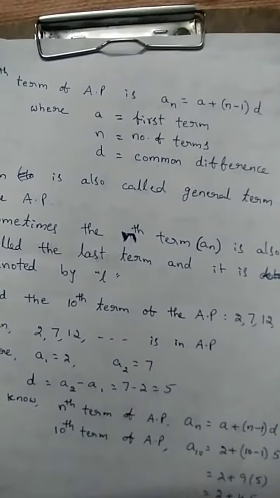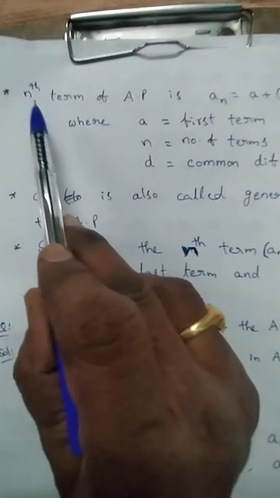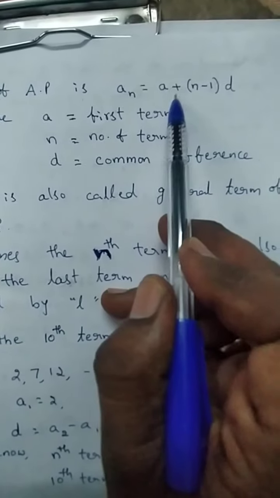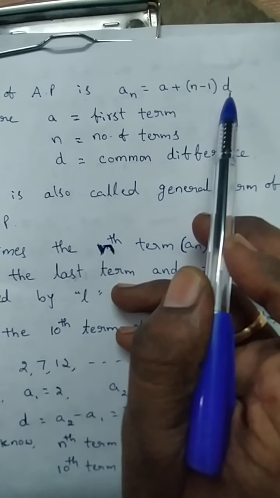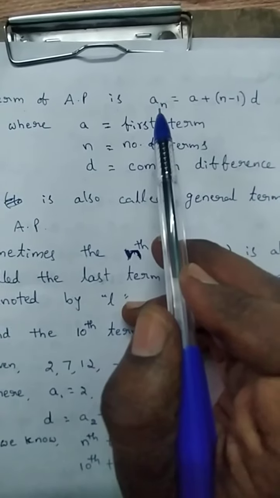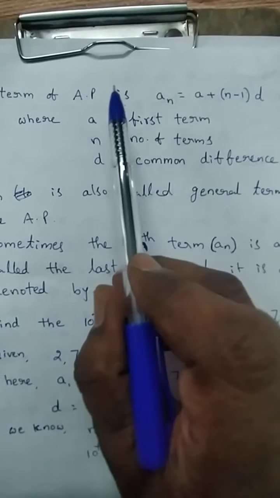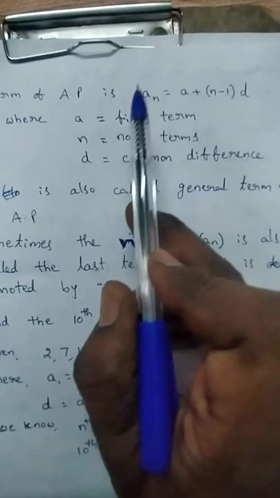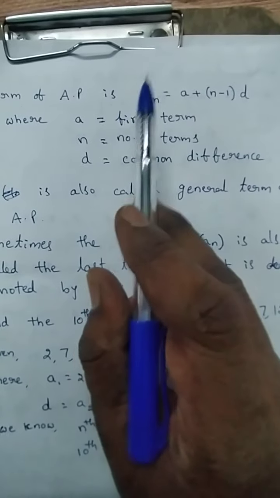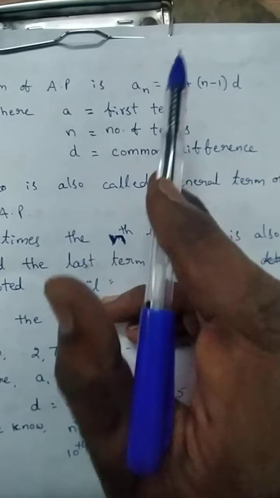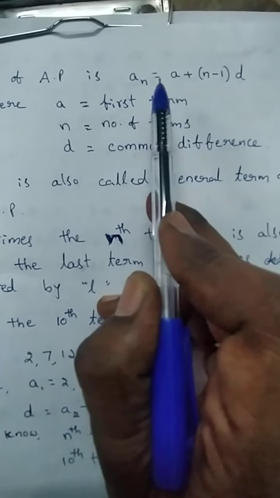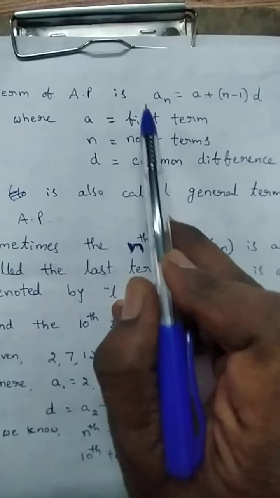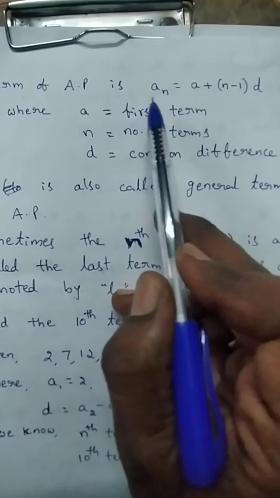Coming to the concept, the nth term of an AP is an equals a plus n minus 1 into d. This is the formula to find the nth term of the arithmetic progression. Whichever term you are asked to find in the question should be assumed as the nth term. So an equals a plus n minus 1 into d. Here an means the required term.